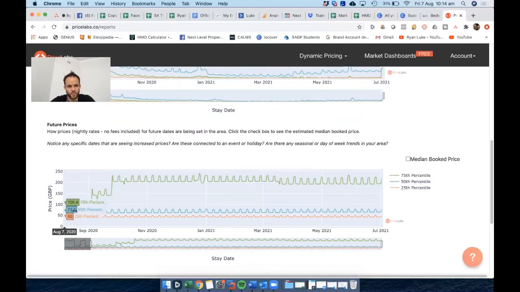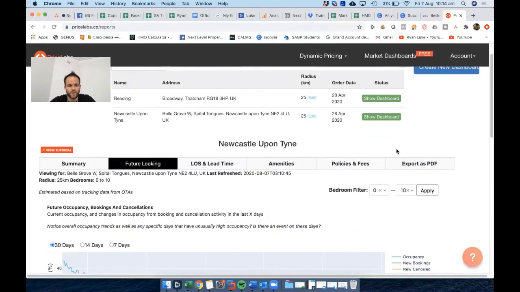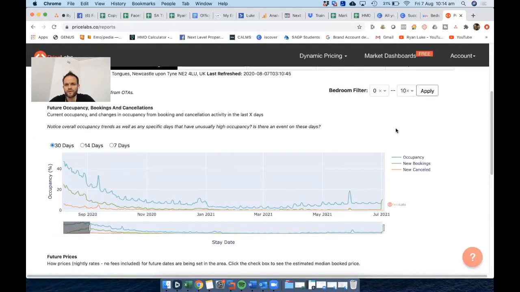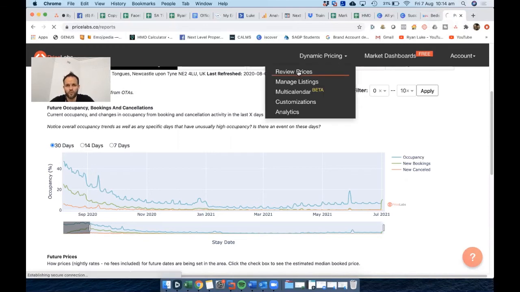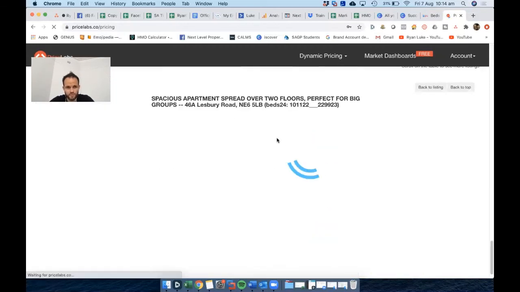You can see here how the prices have bumped up, pre-COVID and then the prices bumping up. So use the data to get where you need to be, and it's a really good tool. And then plug it in with something like Beds24, any channel manager for that matter. And then this fluctuates your pricing based on your rate price.